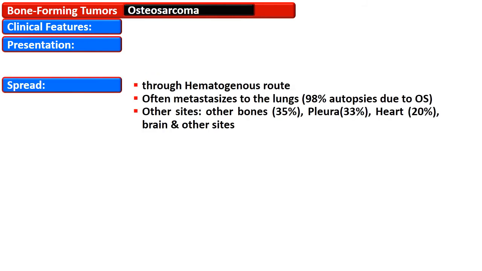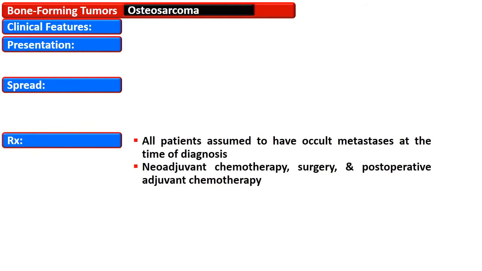It spreads through the hematogenous route and often metastasizes to the lung. 98% of the autopsies in which the death was associated with osteosarcoma showed lung metastasis. Other sites of metastasis are to the other bone and pleura, which is present in about 1/3 of the cases, and to the heart, brain, and other sites.